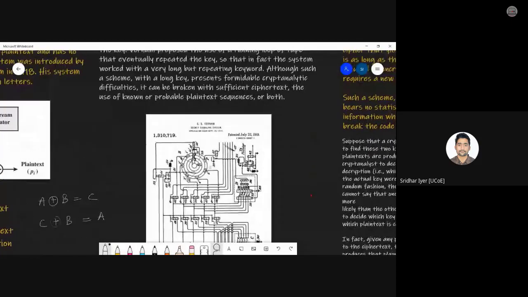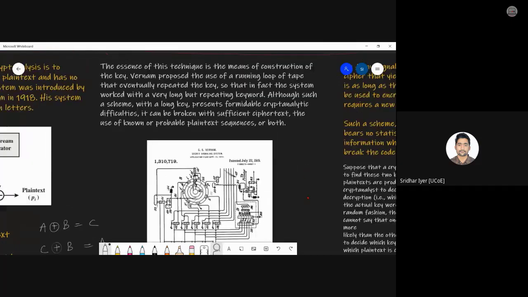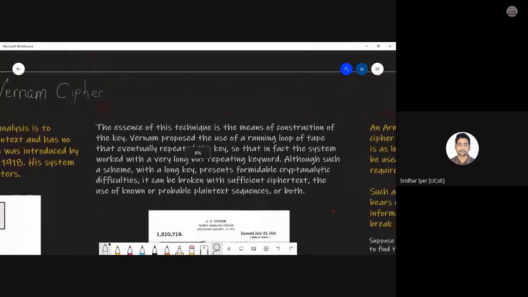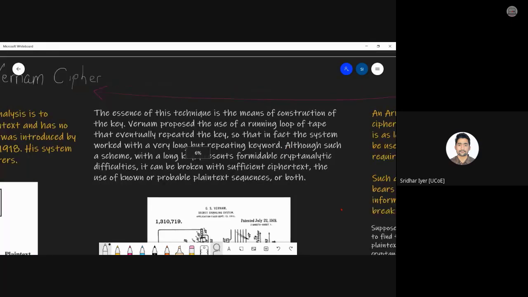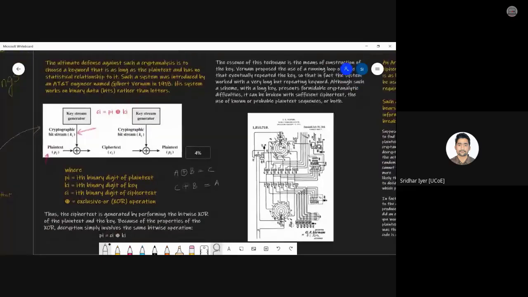Otherwise, what happens? We may need to reuse the key again and again, and this will leave a pattern. This pattern can be exploited by the attacker to launch an attack on my machine, on my cipher. Am I clear? The same thing is written over here. Just have a look. The essence of this technique is the means of construction of the key. Vernam proposed the use of a running loop of tape that eventually repeated the key, so that, in fact, the system worked with a very long but repeating keyword. Am I clear? This is the major drawback of this cipher, which is what we call the Vernam cipher. Fine.